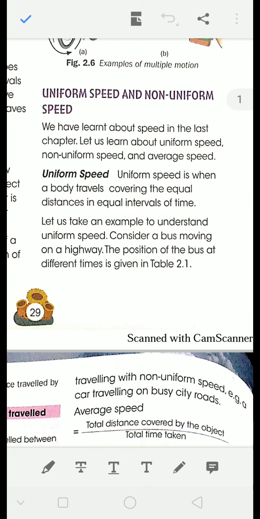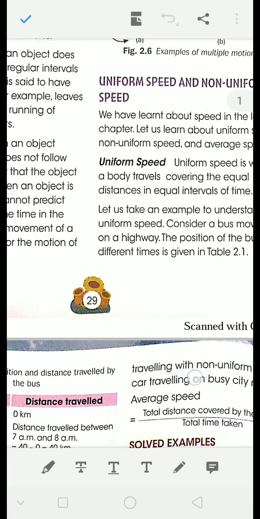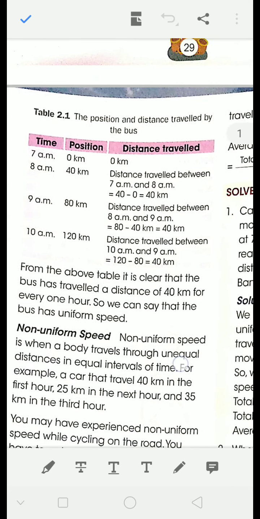We have seen what is speed. Speed is the rate of change of distance, or you can say the distance covered by a body in unit time. Distance covered by a body in unit time, that is speed. But if a body covers equal distances in equal time interval, then we call it uniform speed. Okay.